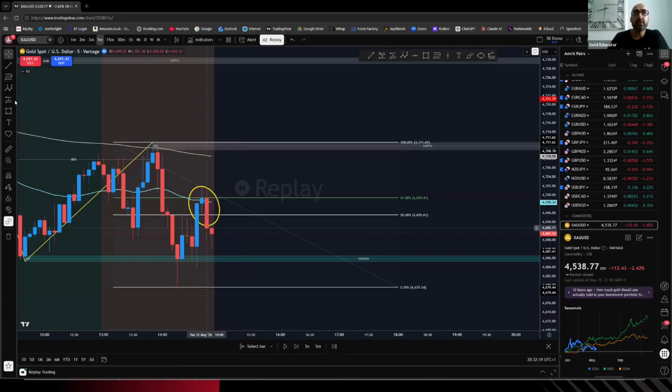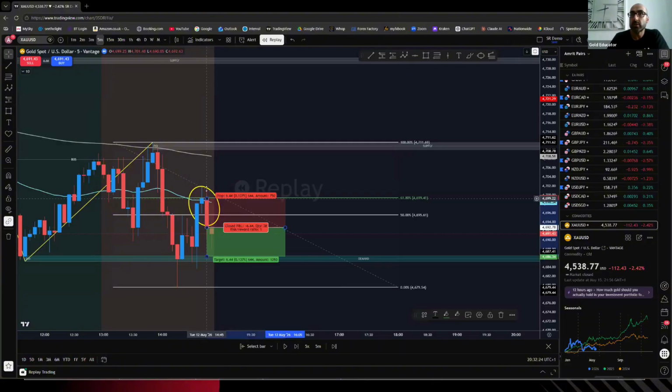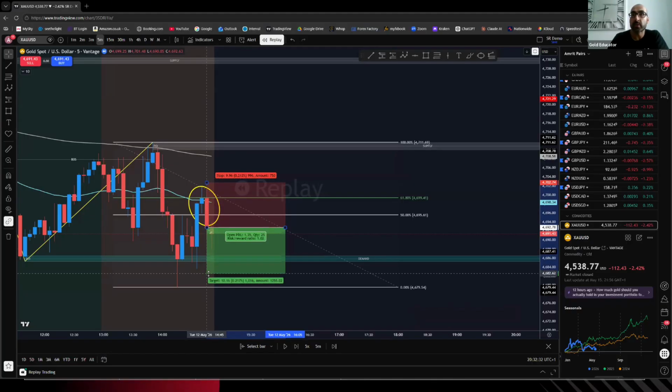Now, for those that like to risk fairly small, your stop loss would be placed just above this particular entry here, for about 9 points. For your target, for a 1-to-1 risk to reward ratio, maybe just slightly above 1-to-1, we're going to be targeting this previous low here, and that's your entry there.